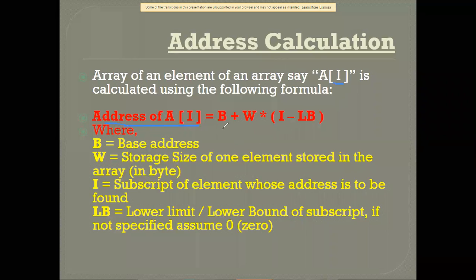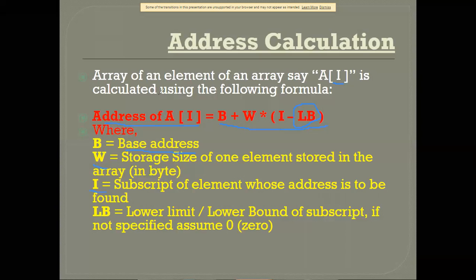A fixed, standard formula is given for a one dimensional array: B plus W into (I minus LB). That's why we are focusing on the lower bound or lower limit of the array. Here B is the base address that we have seen, W is the storage size of one element stored in the array, meaning the size of the value we have stored. I is the subscript of the element whose address is to be found. That subscript value will be given to us, whether it is the upper limit or lower limit, that we need to check.